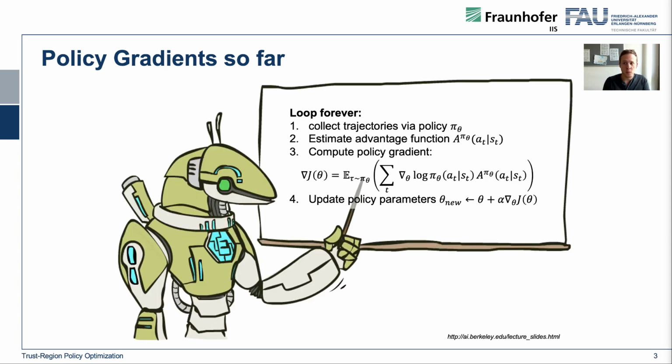To put it on one slide and one algorithm, we are in something like an infinite loop where we keep collecting trajectories via a given policy pi theta. We estimate the advantage function for each of these steps, and then we compute the policy gradient that lets us update our policy parameters theta. We come up with a new set of parameters theta, and we can start over again and start collecting trajectories via our updated policy.